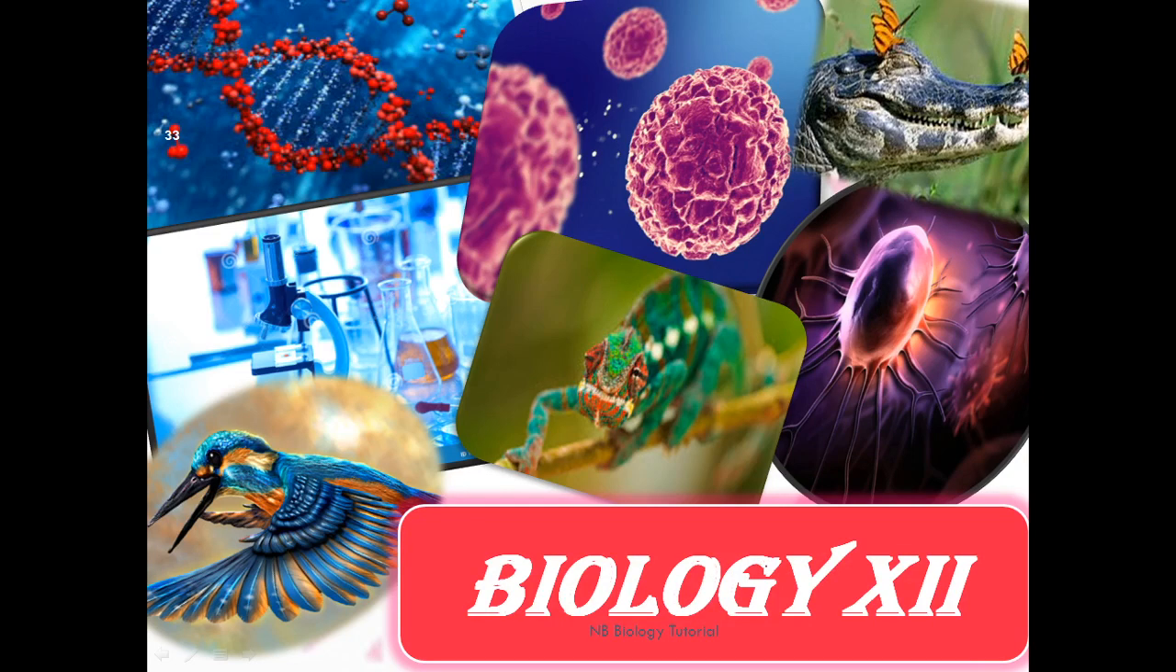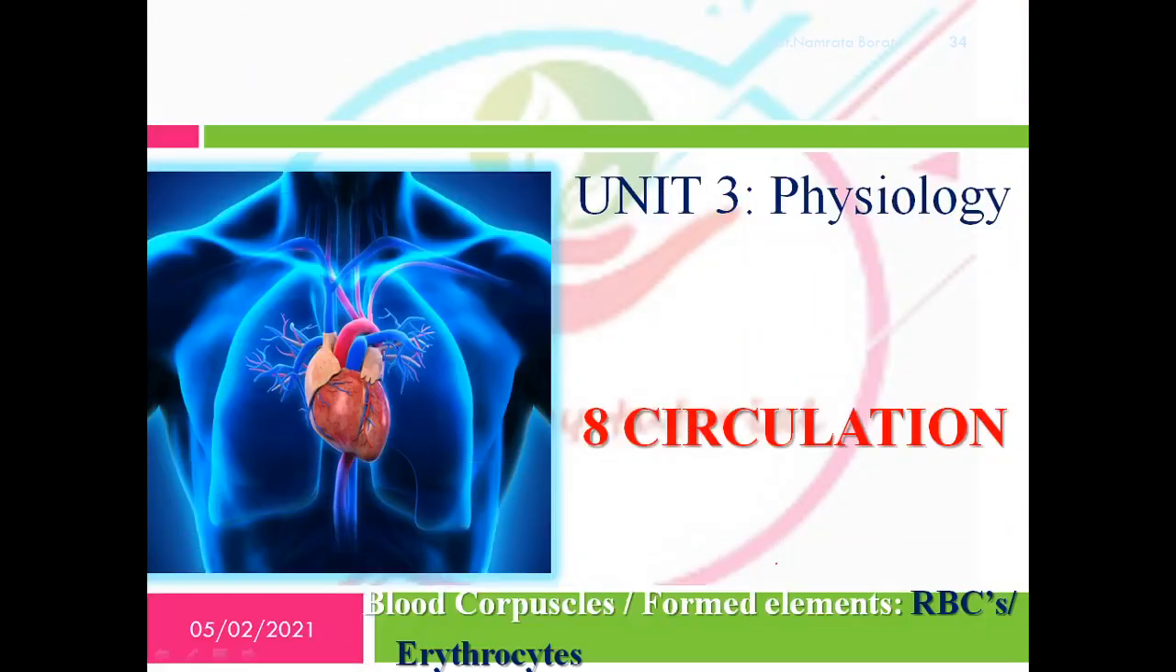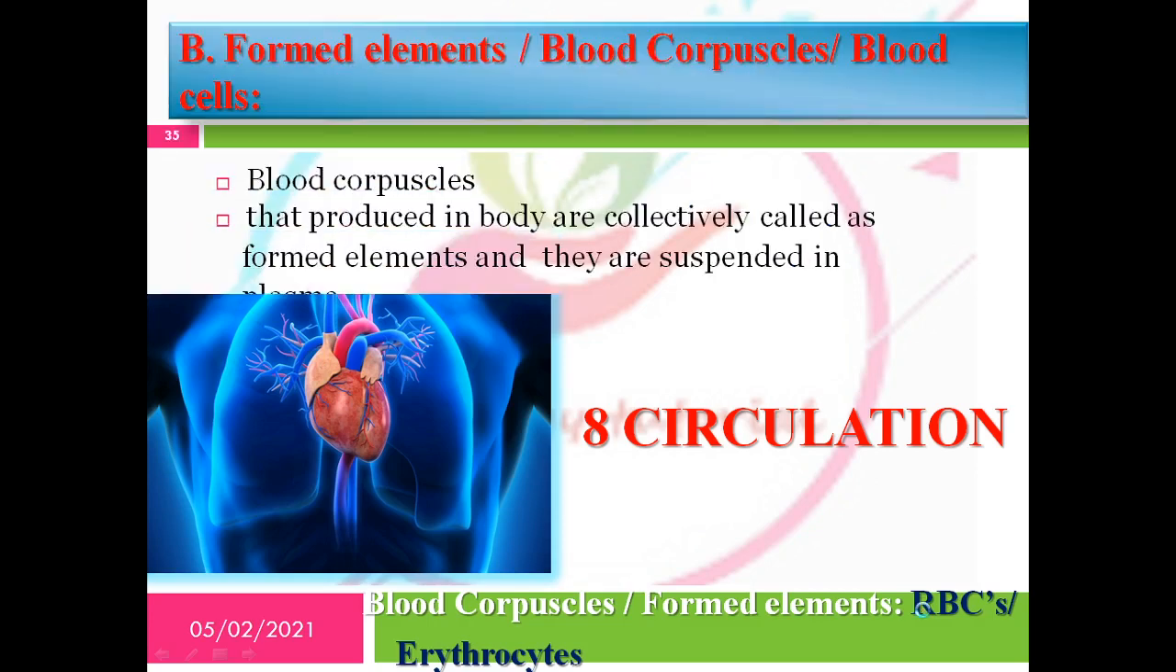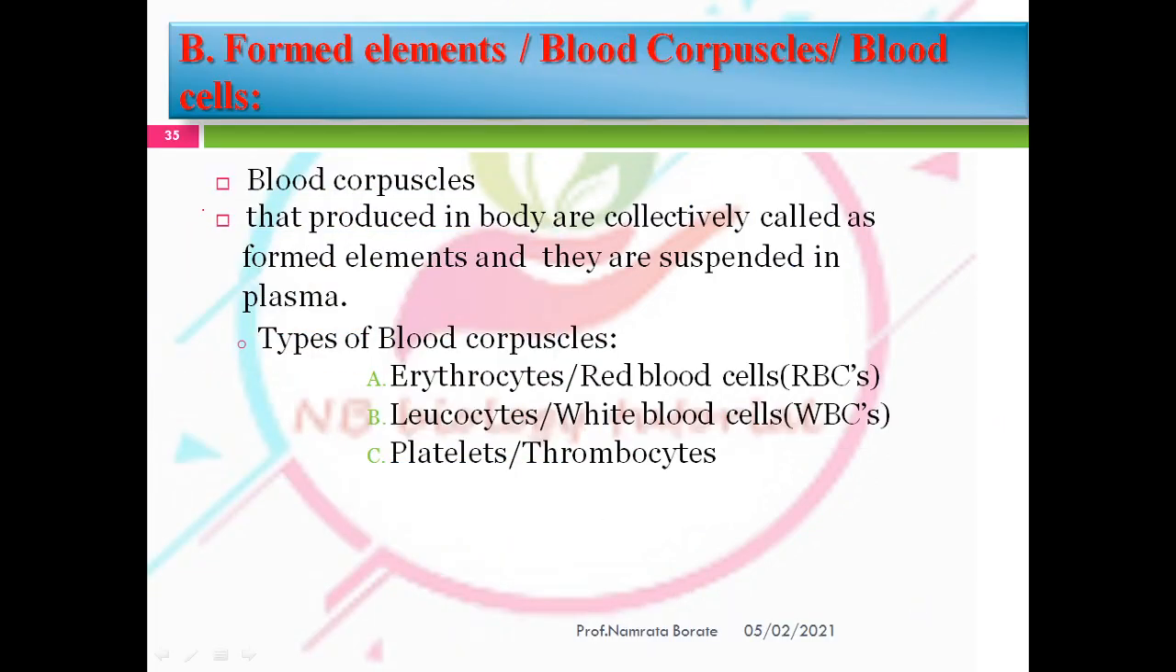We are going to continue the next part of this topic, which we can consider as the blood corpuscles. It is also called a formed element. It is also called a blood cell. In that, the first blood cell we see is the RBCs. It is also called a red blood cell or the erythrocyte. So let's see the characteristic features of these red blood cells.